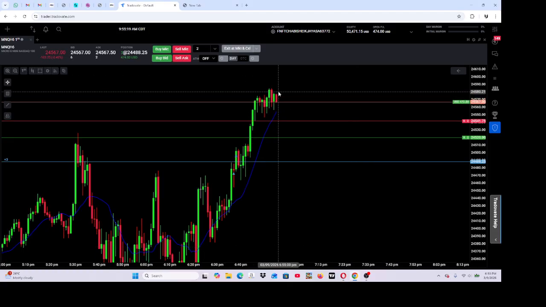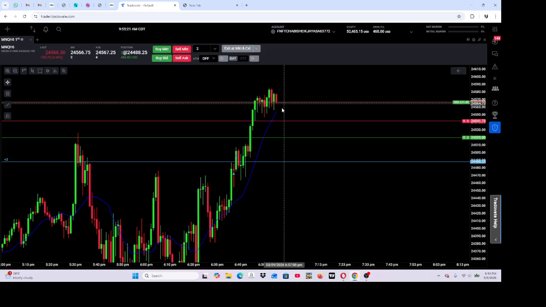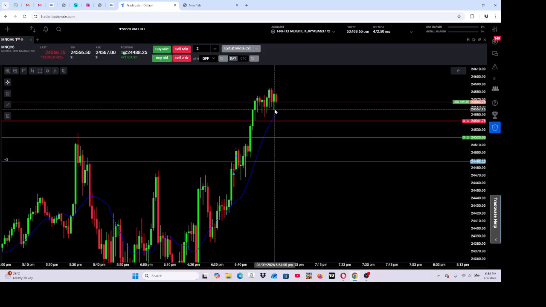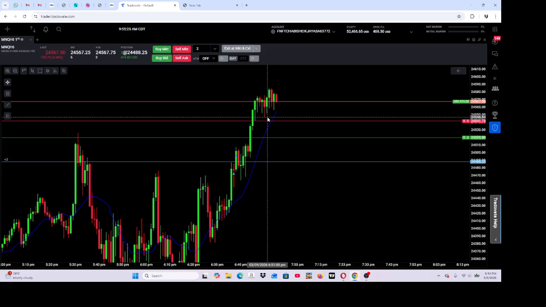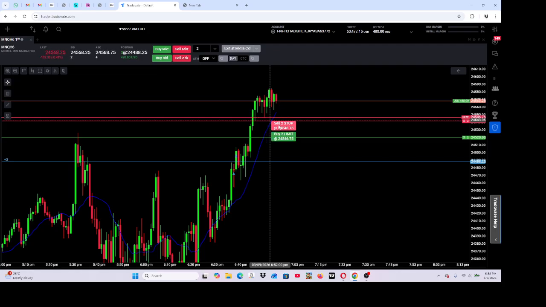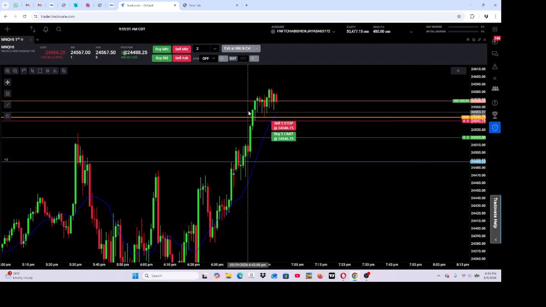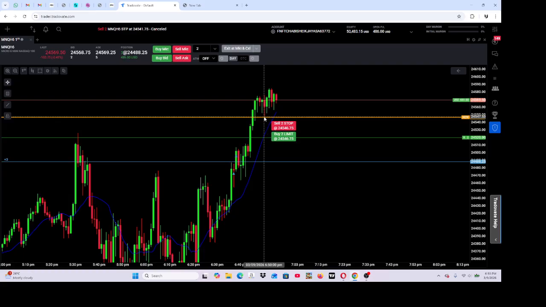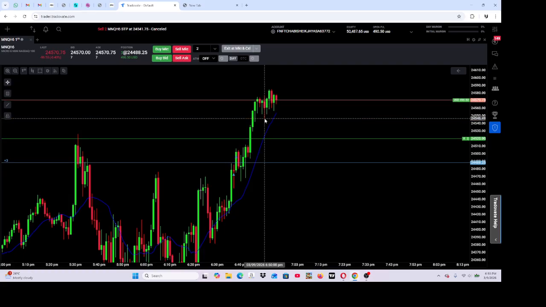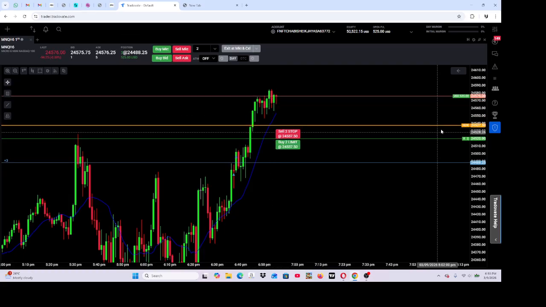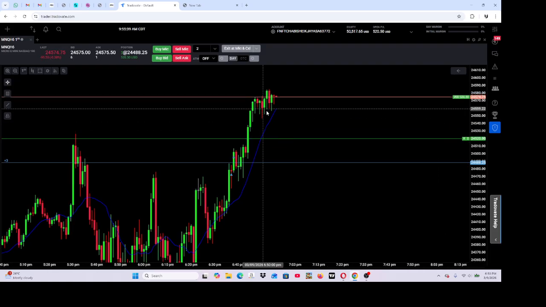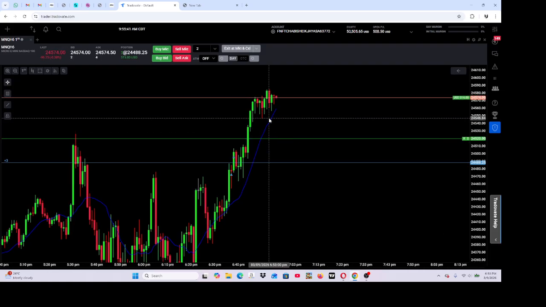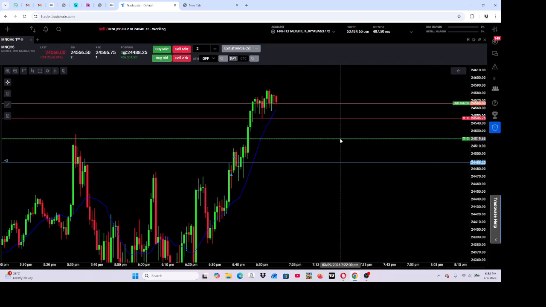If I see one bullish candle to the upside, if it engulfs, I will move my stop loss above this. Even right now, I want to move my stop loss. Yeah, in here, above this. Sell stop.